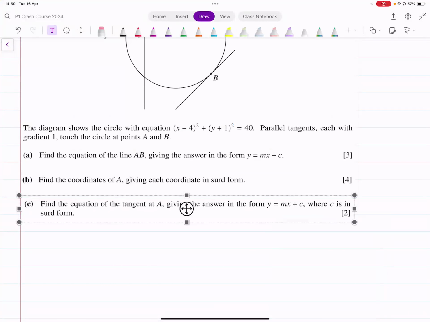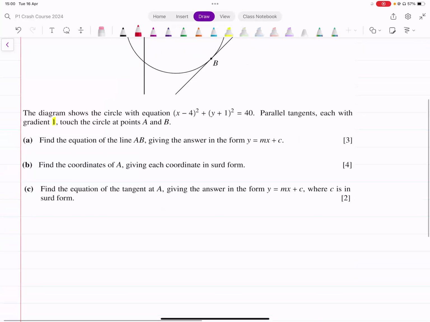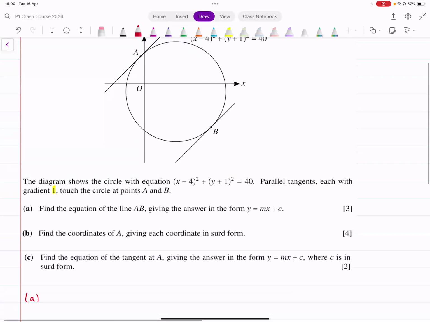All right, let's do this last question for today then on circle equations. So the diagram shows the circle with equation (x - 4)² + (y + 1)² = 40. Parallel tangents. Okay, so these are parallel tangents. That means they have the same gradient. Each with gradient 1, so we know their gradients as well. Touch the circle at points A and B. Find the equation of the line AB, giving the answer in the form y = mx + c.